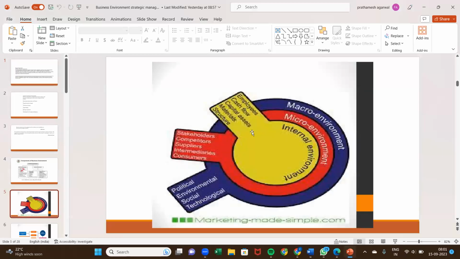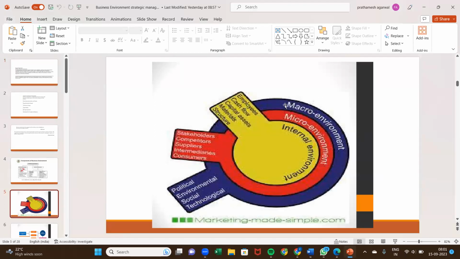Yes, we had come to this figure yesterday. We saw the model, how it is. We have the macro environment, then we have the micro environment, and then the internal environment. I have given them in different colors. So I'm just repeating, just revising what we did in yesterday's lecture.